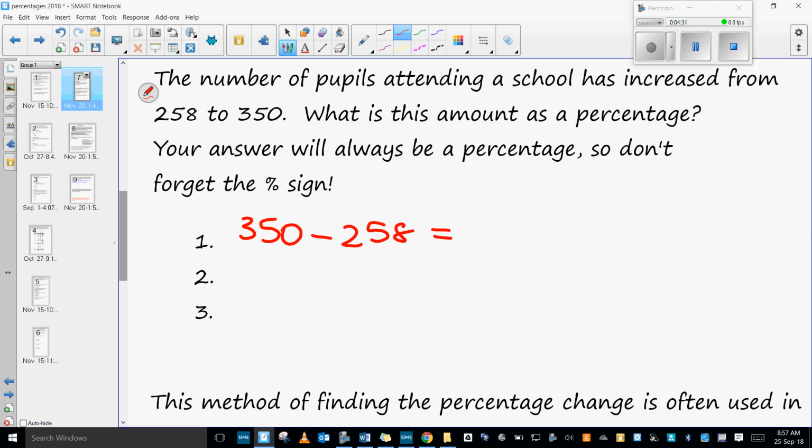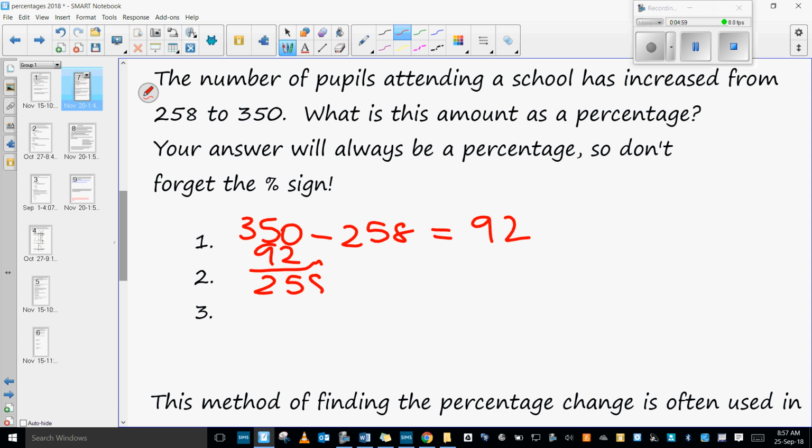92. So we know that the change in the number of pupils is 92 pupils. Okay? So we're going to take that number, 92, and we're going to divide it by the original value. Which one was the original one, looking at the question? Which one did it start off with? That's it. 258. So we're going to divide that by 258.